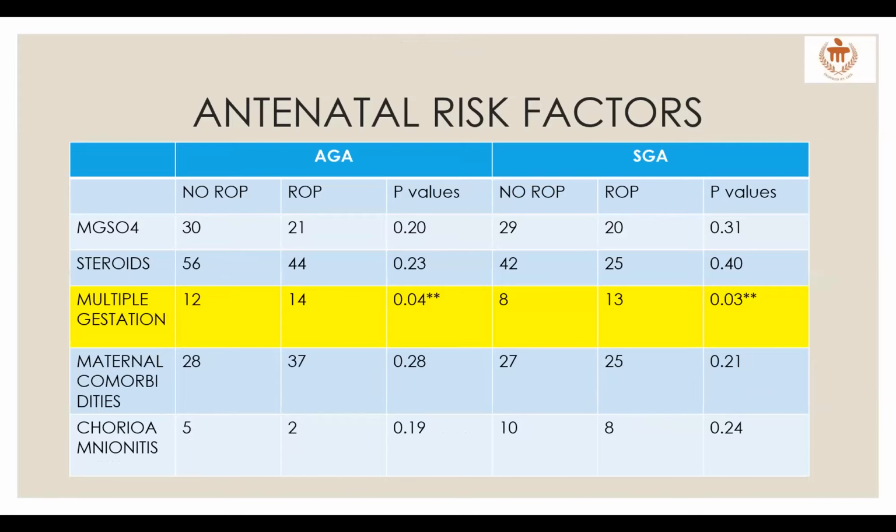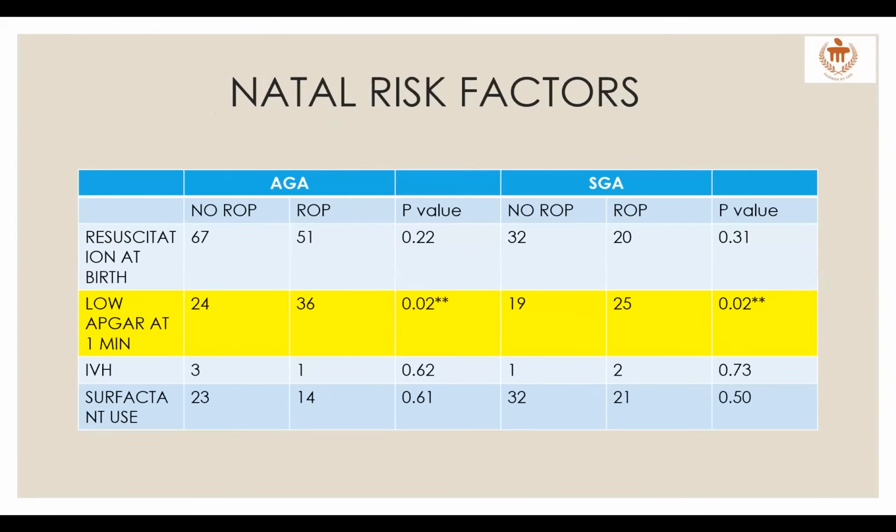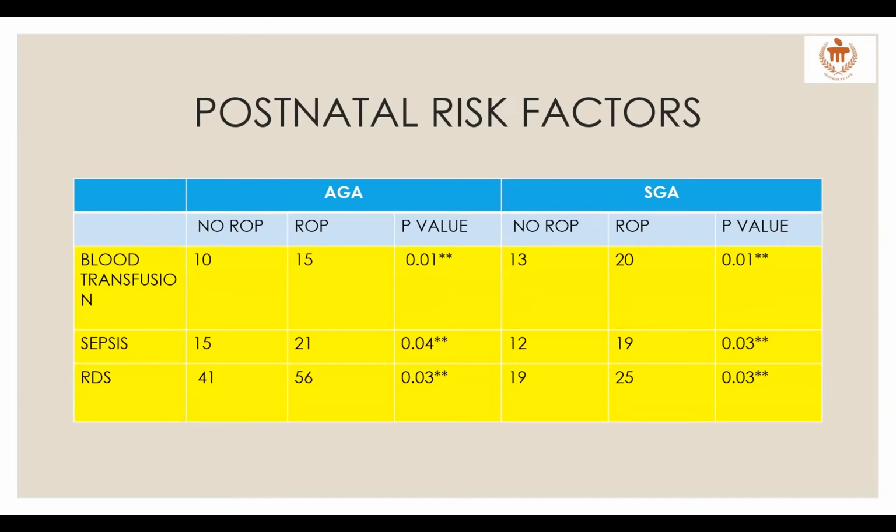In the analysis of the risk factors, antenatally, it revealed that multiple gestation was found to be significant in the AGA and SGA categories. In the natal risk factors, we found that a low Apgar score at 1 minute of life had a significant p-value for the AGA as well as SGA category. Postnatally, if the baby received any packed RBC transfusion, the presence of sepsis and presence of respiratory distress, all of these had a significant p-value in both AGA and SGA categories.